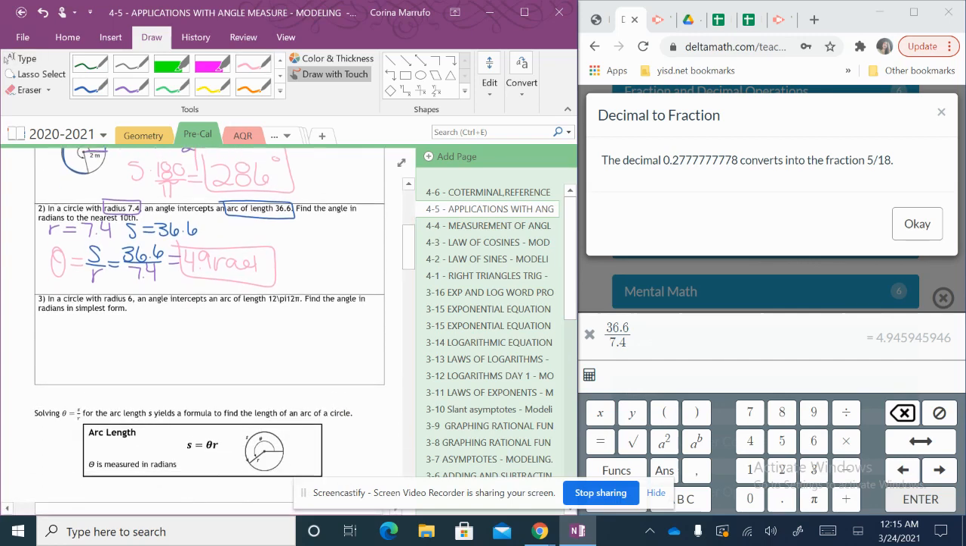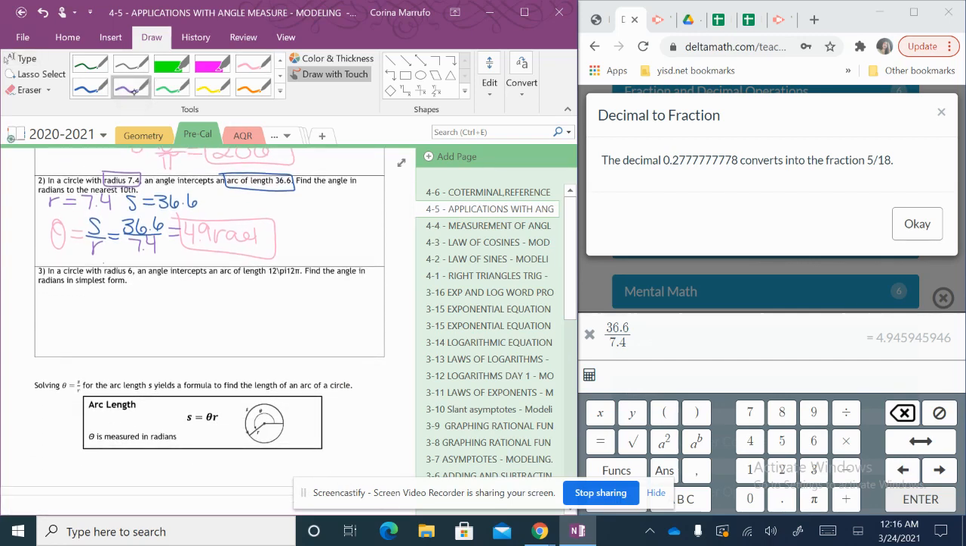All right, the next one says any circle with a radius of 6, so in this case, r is equal to 6. And an angle intercepts an arc length of 12 pi, so s is equal to 12 pi. Find the angle in radians in simplest form. Our angle theta is equal to s over r. They tell us that s is 12 pi and r is 6. So 12 divided by 6 is going to give me 2 pi.